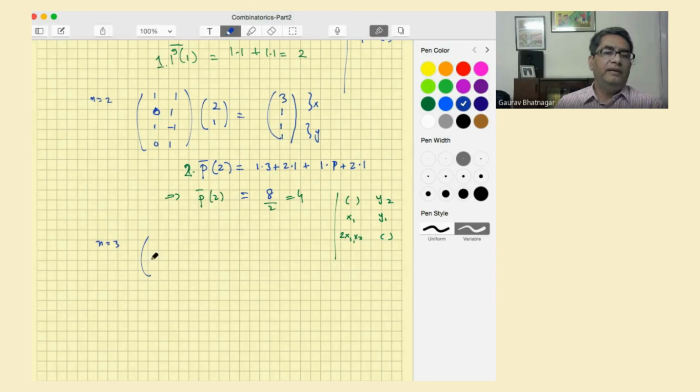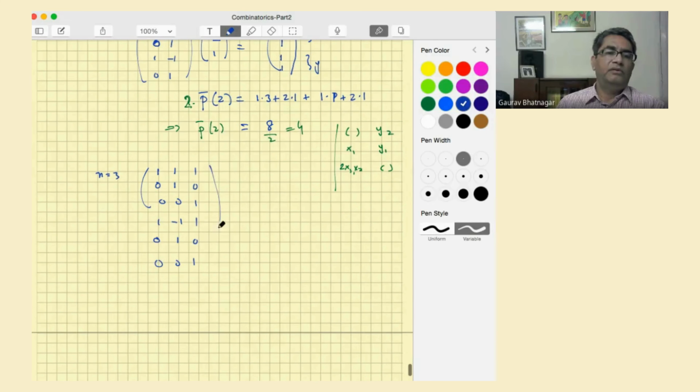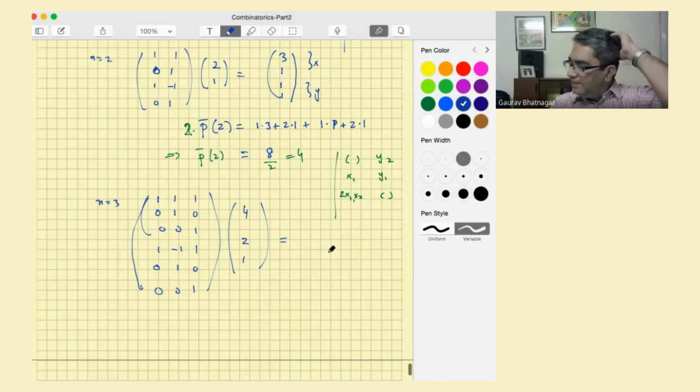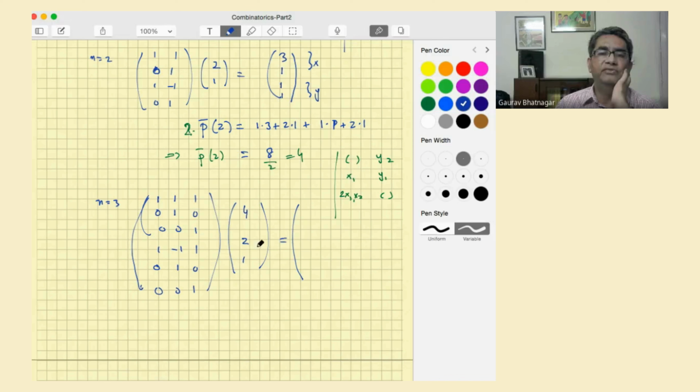N equal to 3, 1, 1, 1, 0, 1, 0, 0, 0, 1, 1 minus 1, 1, 0, 1, 0, 0, 0, 1. And we have 4, 2, and 1. So now you can see, it's getting more complicated, but this technique is very simple. There's nothing to it. You just get whatever you want to get. So this is 4 plus 2 plus 1, that's 7, 2, 1. And then for the y's, it's 4 minus 2, that's 2 plus 1, 3. And then 1, 2, and then 1.